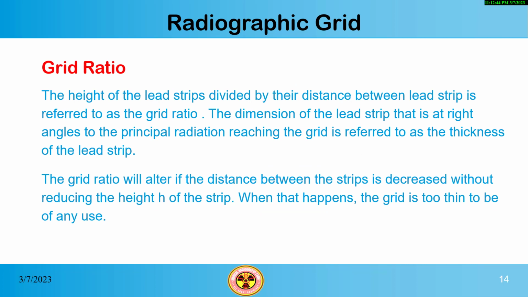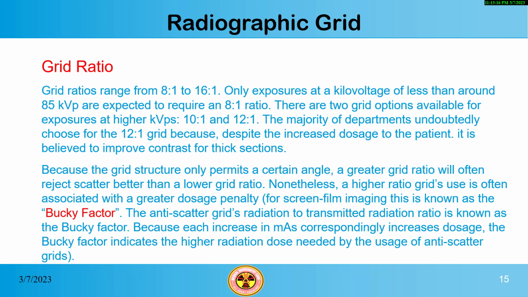Grid ratio. The height of the lead strips divided by the distance between lead strips is referred to as the grid ratio. The dimension of the lead strip that is at right angle to the principal radiation reaching the grid is referred to as the thickness of the lead strip. The grid ratio will alter if the distance between the strips is decreased without reducing the height h of the strip. When that happens, the grid is too thin to be of any use. Grid ratios range from 8:1 to 16:1.